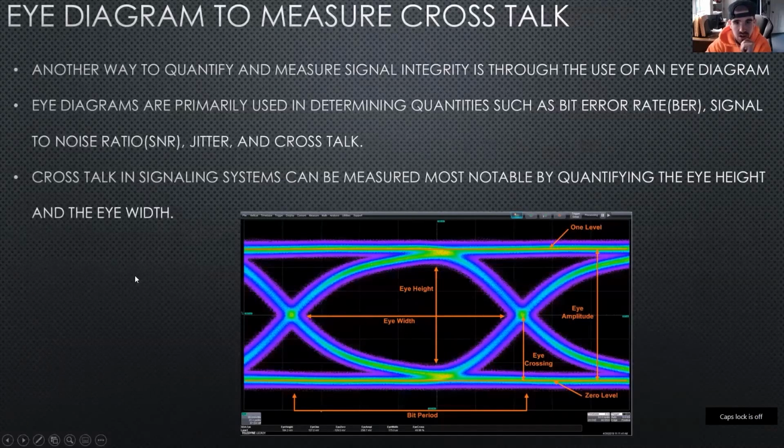Another way to quantify and measure signal integrity is through the use of an eye diagram. Eye diagrams are primarily used in determining quantities such as bit error rate, signal to noise ratio, jitter, and crosstalk. Crosstalk in signaling systems can be measured most notably by quantifying the eye height and the eye width.